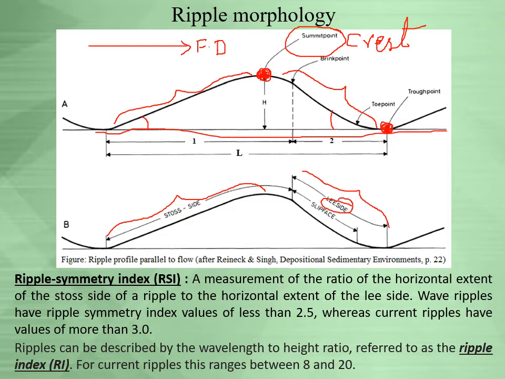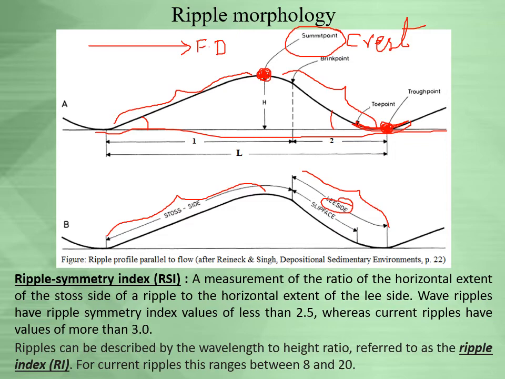Similarly, the least altitude point, the lowest point within the ripple mark, also has the maximum amount of curvature, and this point rests on a concave upward surface. That point is known as the trough point. So this point is known as the crest point and this point is known as the trough point.